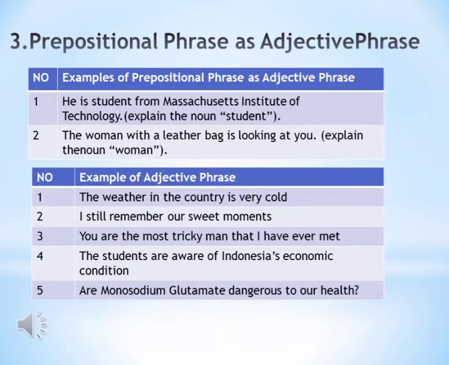Prepositional phrase as adjective phrase. If the adjective phrase is translated in a broader sense, i.e. all the phrases that describe the noun, the prepositional phrase placed after the noun can be one of them. For example, one: he is a student from Massachusetts Institute of Technology. Explained noun is student. Two: the woman with a leather bag is looking at you. Explained noun is woman.